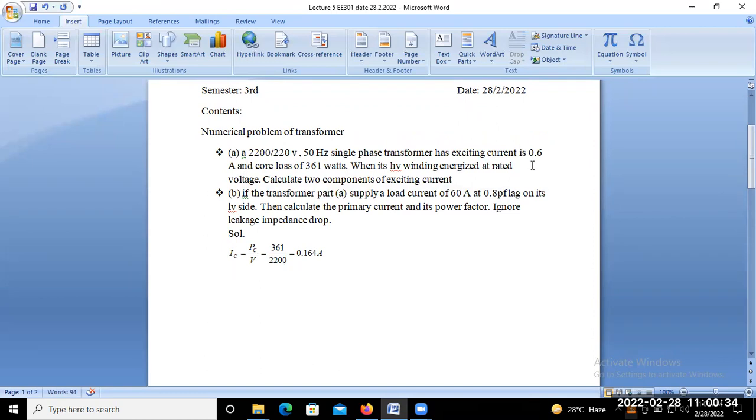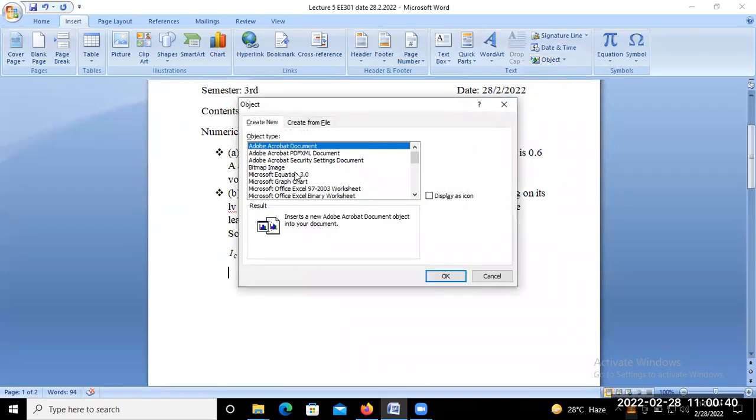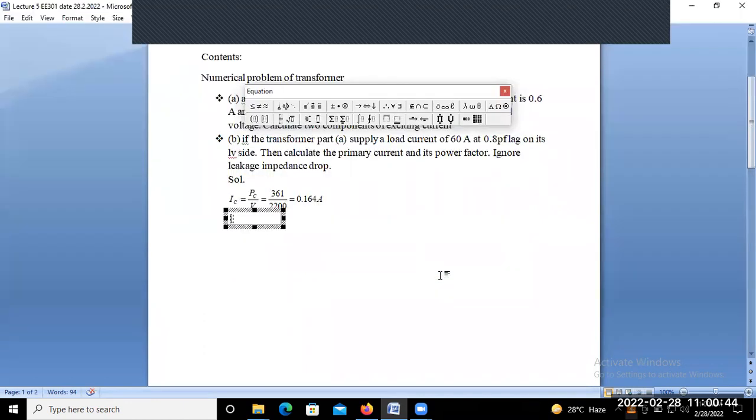And you have already been given the exciting current. That may be represented by I0 or Ie, exciting current. That is equal to how much? 0.6 ampere. Yes, sir, I0 equals 0.6 ampere.